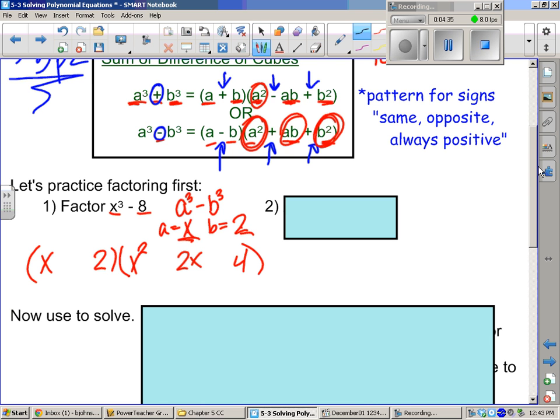So Kendra said we can use that soap. We're going to clean it up here, people. Put in the same, opposite, always positive. So same would be a minus sign because that's what we started with. Opposite would be a plus sign, and then the third sign is always positive. Very cool. And that's it. Nice. Yeah, not too bad.